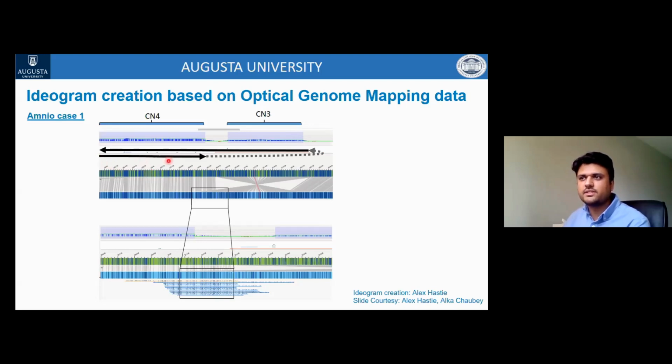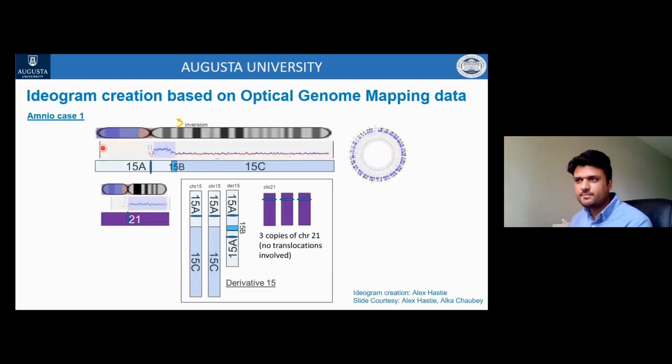Again, the lower arrow represents this part of the chromosome with CN state of 4. And this region of CN state of 3 is actually inverted and fused and continues with this region of chromosome 15. Again, an ideogram can be derived based upon the OGM data. And we see two normal copies of 15 and an additional derivative 15, which results from the foldback fusion of this segment of 15B and aligns and fuses with this segment of 15A, resulting in derivative 15.